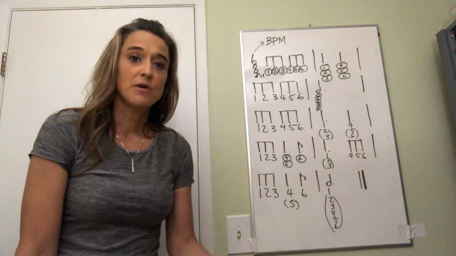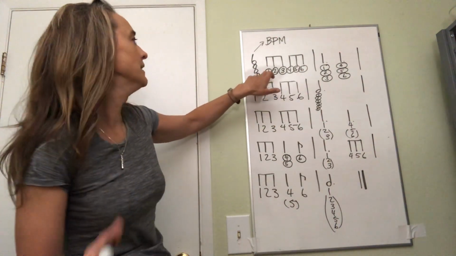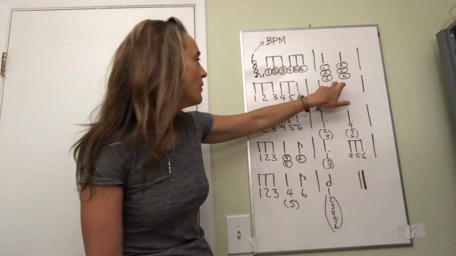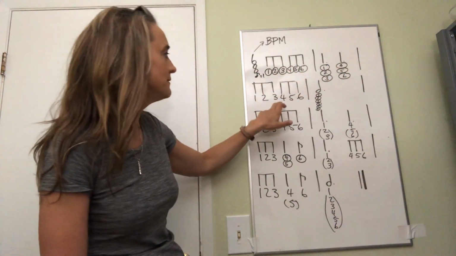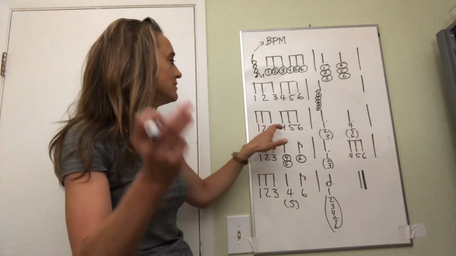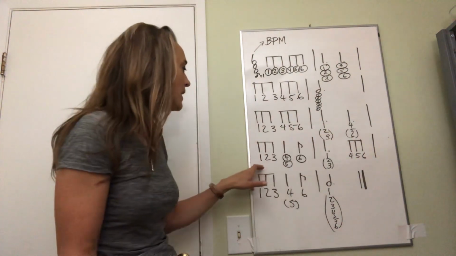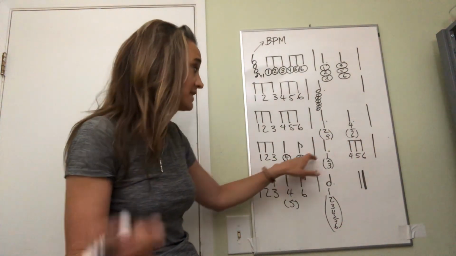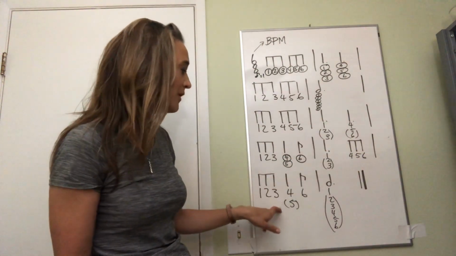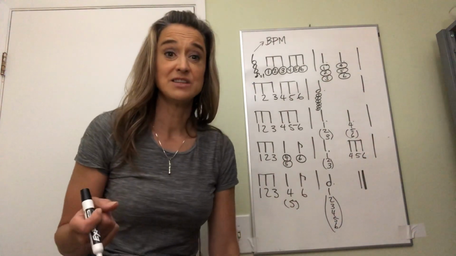1, 2, 3, 4, 5, 6. Okay, here we go. Ready, and 1, 2, 3, 4, 5, 6. 1, 4. 1, 2, 3, 4, 5, 6. 1. 1, 2, 3, 4, 5, 6. 1, 4. 1, 2, 3, 4, 6. 1, 4, 5, 6. 1, 2, 3, 4, 6. 1. Let's do that two more times.